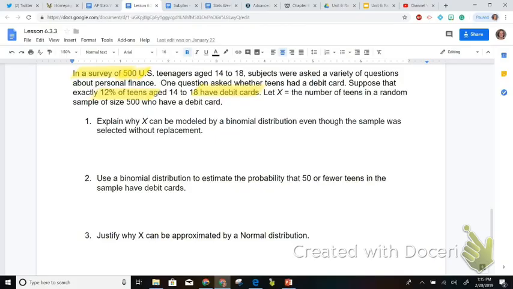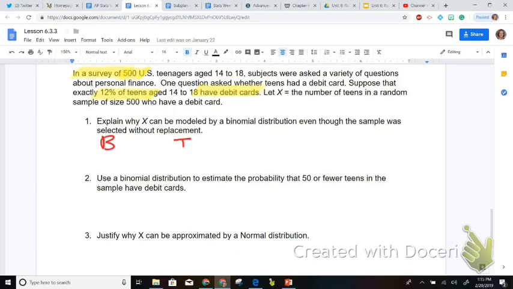Let's take a look at an example where these two new rules would come into play. So here we have a survey where we ask 500 teenagers whether or not they have a debit card. And it turns out that exactly 12% of them said that they do. So we want to look at X being the number of teens in a random sample of those 500 that have a debit card. First, we want to check whether or not this is actually binomial.